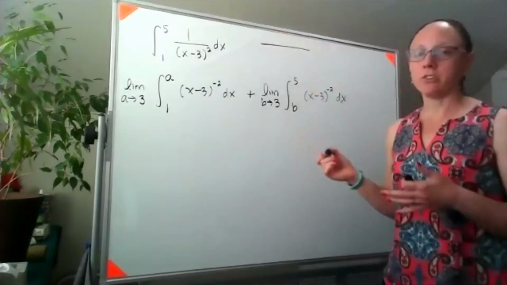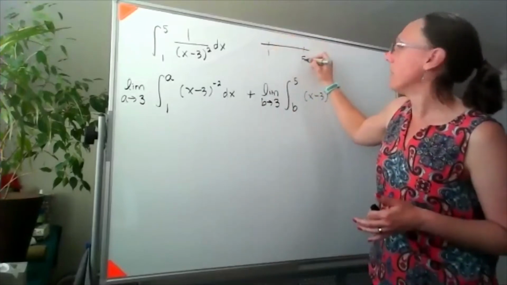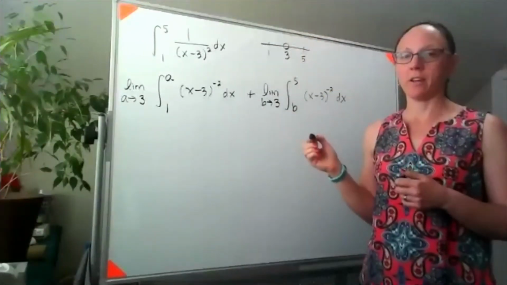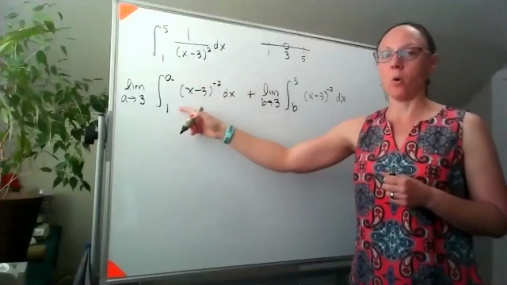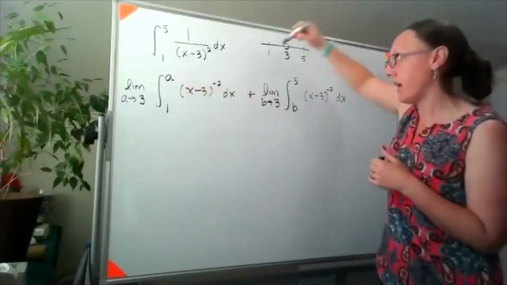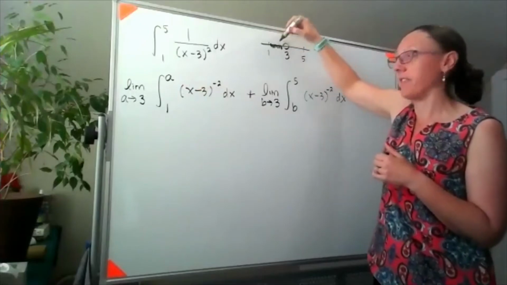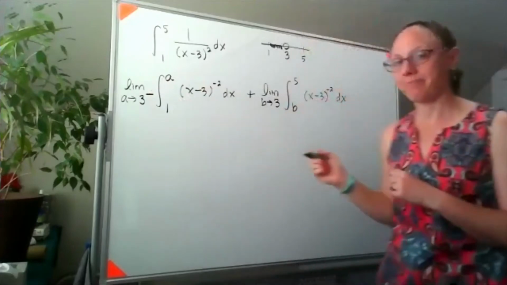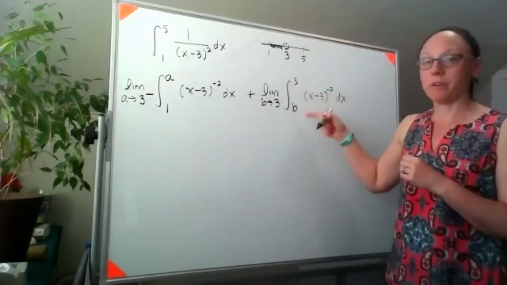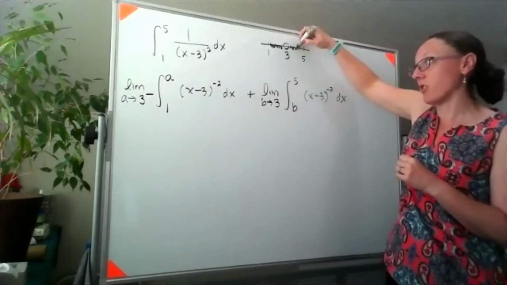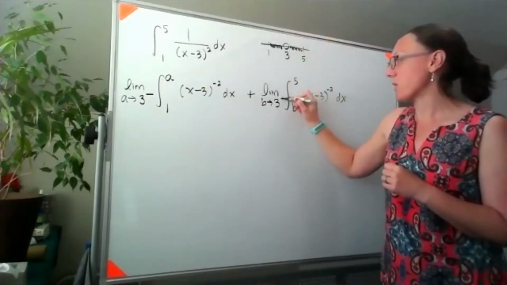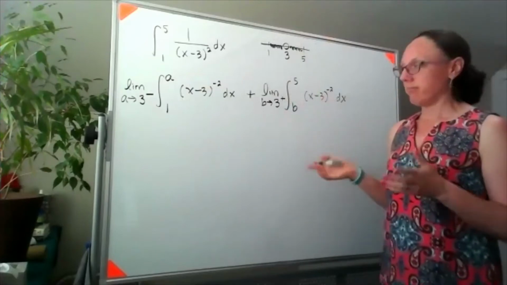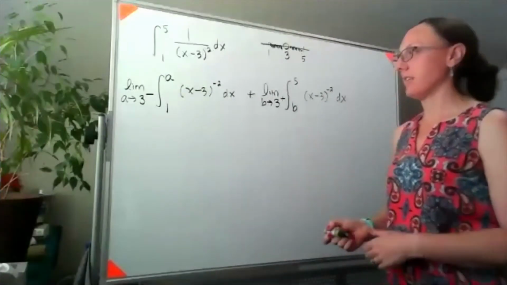So now in our original integral, we were going from 1 to 5, and the problem happens at 3. So for the part of the integral that would be going from 1 to 3 when we broke that apart, all of these numbers are on the left-hand side of 3. So I'd be approaching 3 from the left. This integral that would be from 3 to 5, all of these numbers are on the right-hand side of 3. So this is going to approach 3 from the right. Let's keep going with the integral.